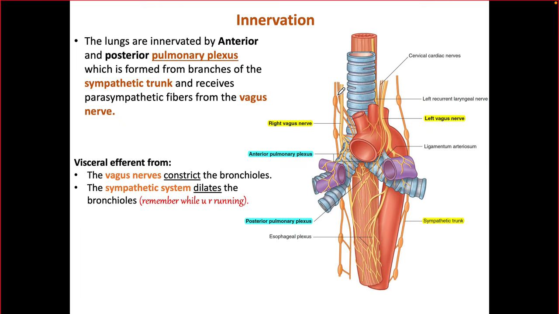Yes, innervation of the lung is very simple. You remember the pulmonary plexus. You have the anterior pulmonary plexus, and you have the posterior pulmonary plexus. When you say plexus, when you say organ, that means you are talking about the autonomic nervous system. That means you have sympathetic and you have parasympathetic.